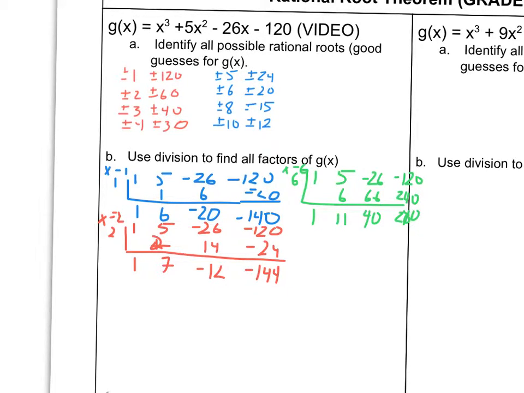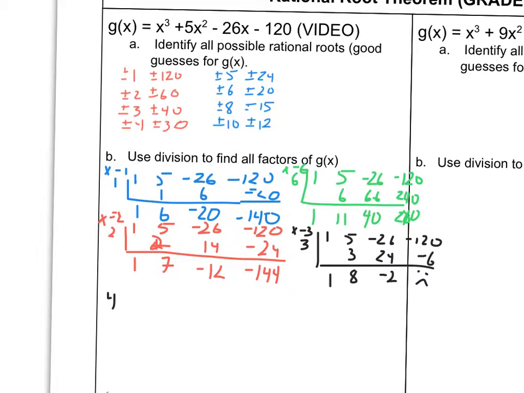Maybe I'll try to go somewhere between those things, like with 3, and we got x minus 3, and 1, 5, negative 26, negative 120. 1, we get 3, 8, we get 24, negative 2, and that's going to give us negative 6, which does not give us 0. Oh, this is going so well. I guess maybe those are closer numbers to what we're looking for.